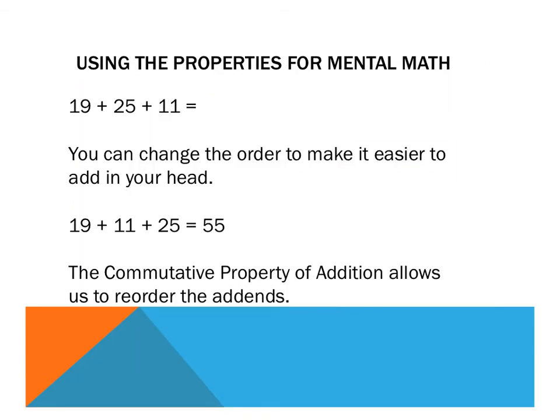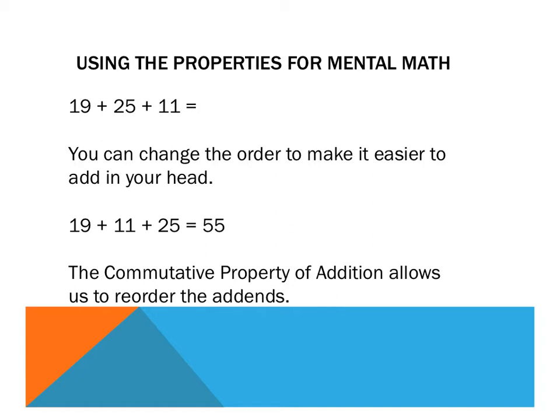Why do we use these properties, you ask? Well, a lot of times it makes it easier for mental math. For example, if somebody asked you to quickly add 19 plus 25 plus 11 in your head, if you're anything like me, you might have a hard time with it. But you can change the order to make it easier to add in your head.